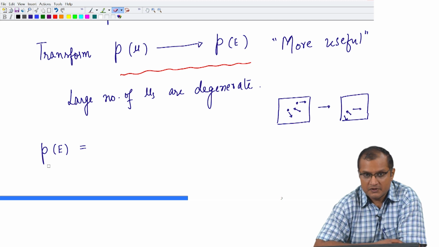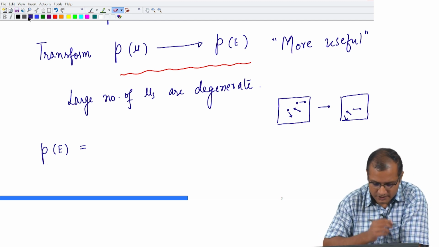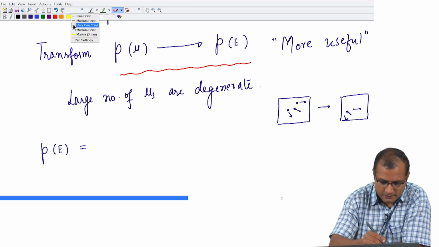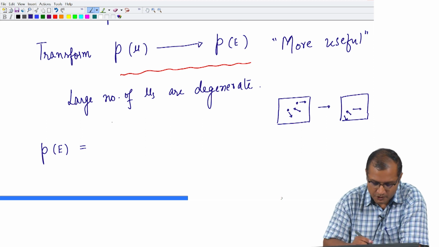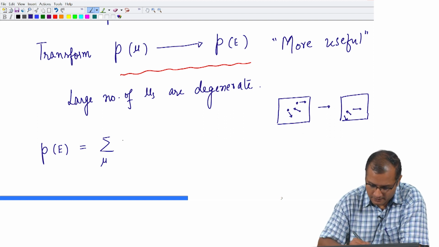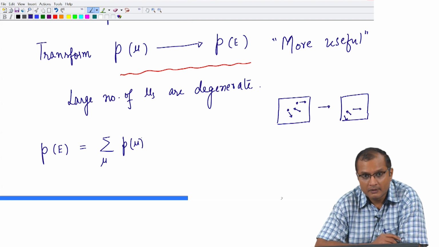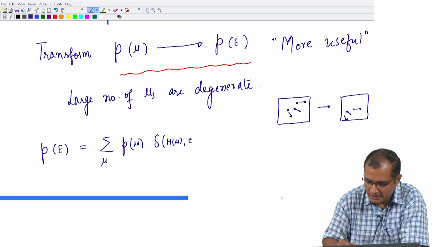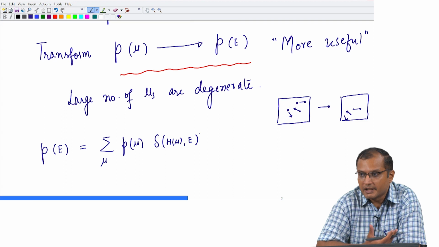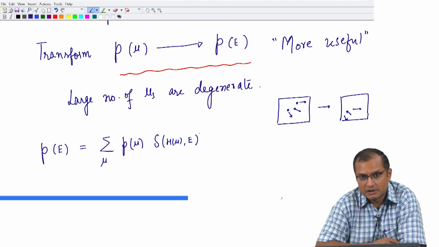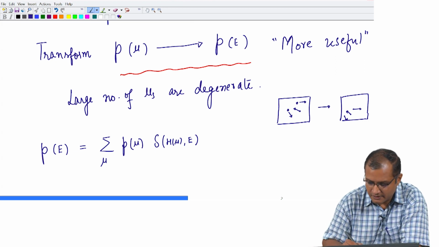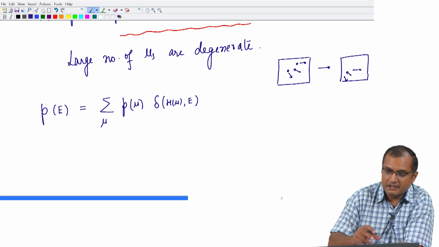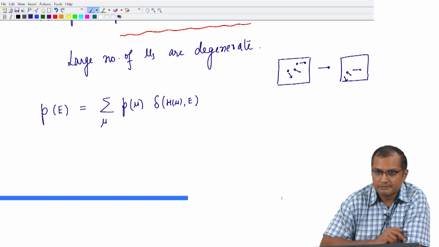Because henceforth all quantities are system quantities. So, if you want to find out the PDF in terms of energy, what you have to do is basically sum over all microstates of the system, P of mu, and simply use the condition that whenever the energy of the system becomes E, you take a count, and when it does not equal E, you do not take a count. So, this is basically just a canonical delta function, which when weighed in your PDF P of mu, gives you P of E.